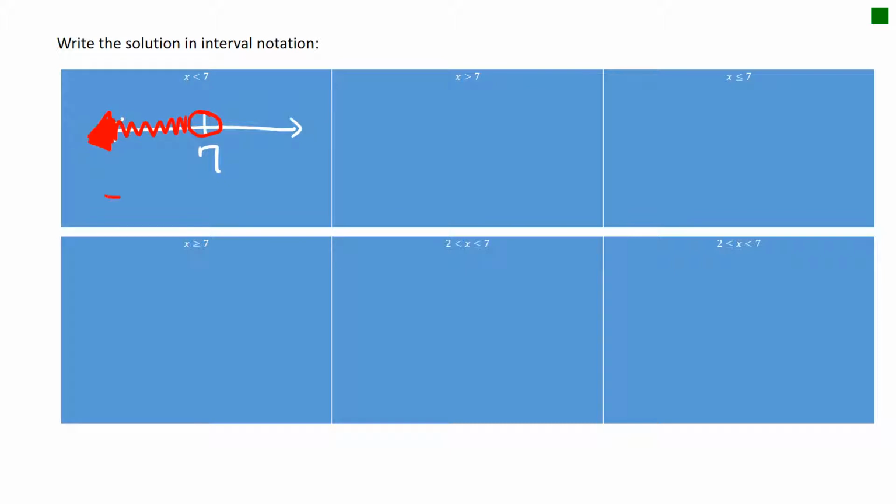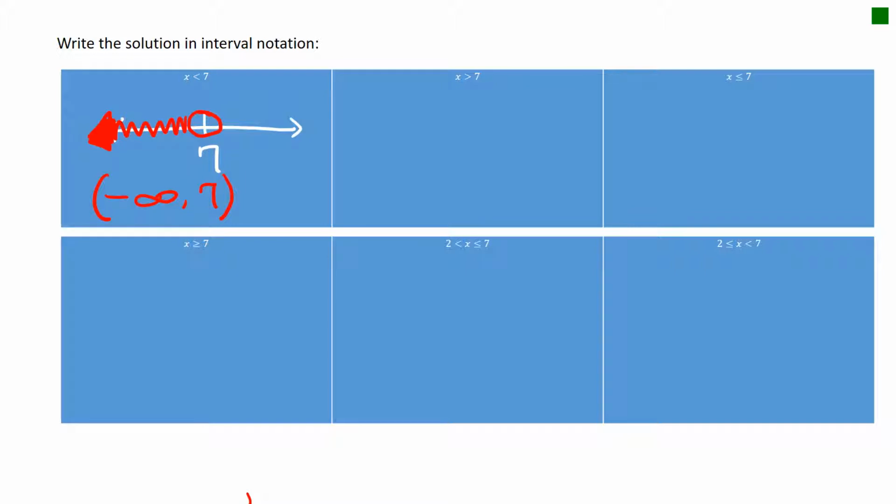Now to write this in interval notation, the smallest number that works is actually not a number at all. It's a concept. It's called negative infinity. The biggest number that works is 7. Well, we just said it's not 7. So to say it's not 7, we're going to put it in parentheses. Anytime you have infinity or negative infinity, you're going to use parentheses.